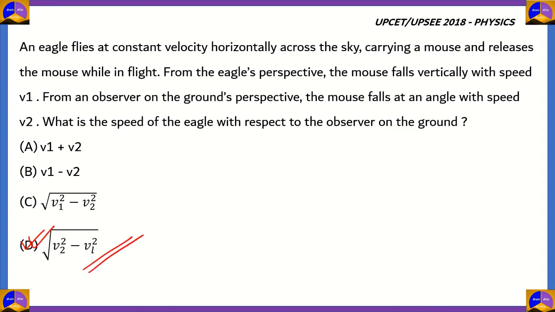So in order to solve this question, we had to represent the vectors present, and when we represented them, we found out that we could use the triangle law of vectors in order to find out the velocity of the eagle. The velocity of the eagle is the square root of V2 squared minus V1 squared.